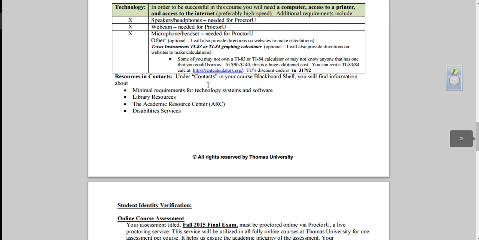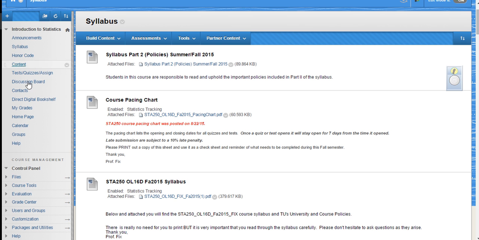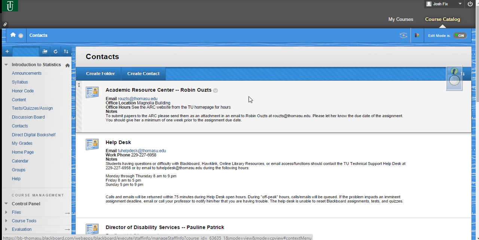Resources are in the contacts. Let's jump off real quick and go take a look at that. So I'm going to go back to Blackboard. On the left-hand side of your Blackboard environment, right here you'll see contacts. If you click on that, these are your Thomas University resources.